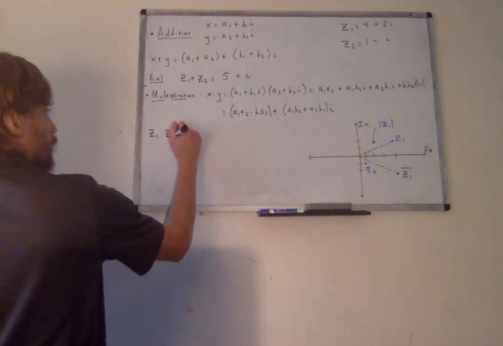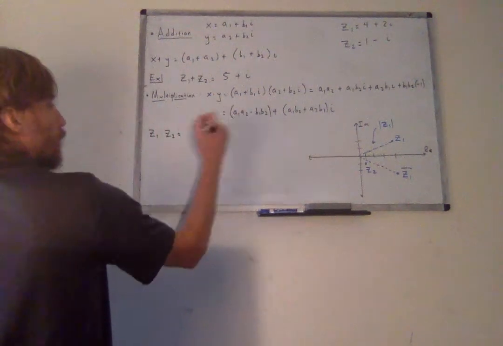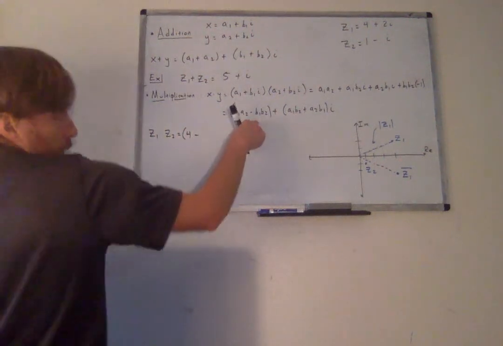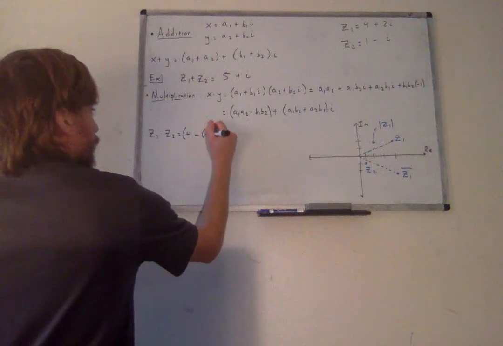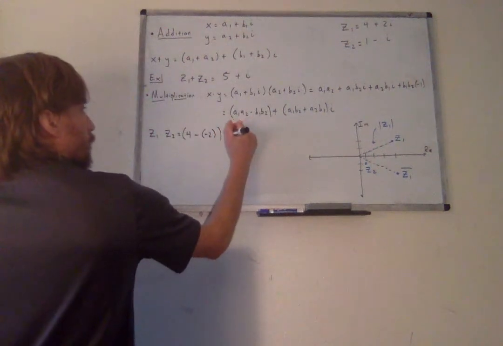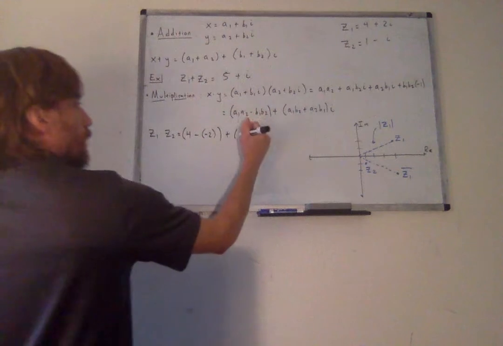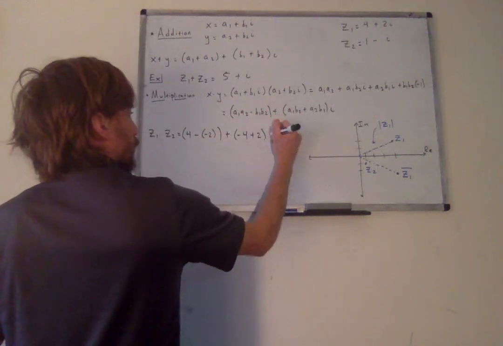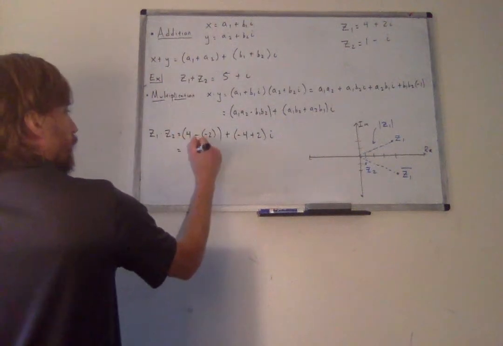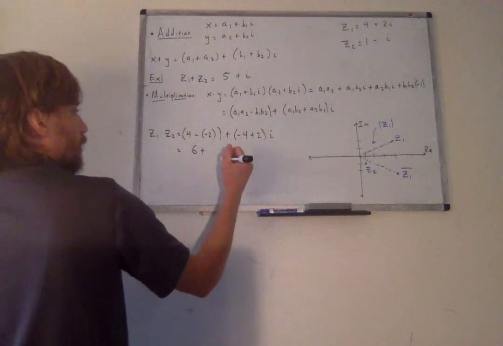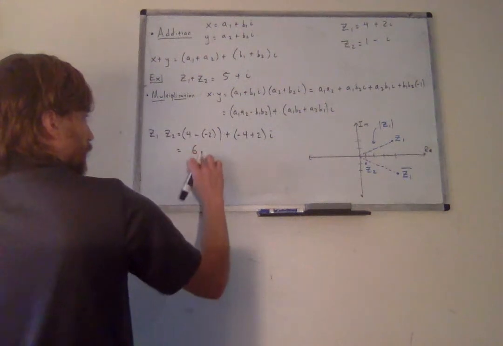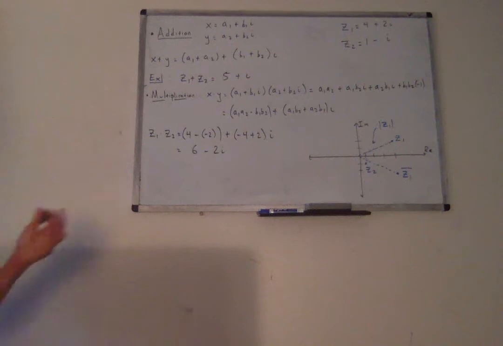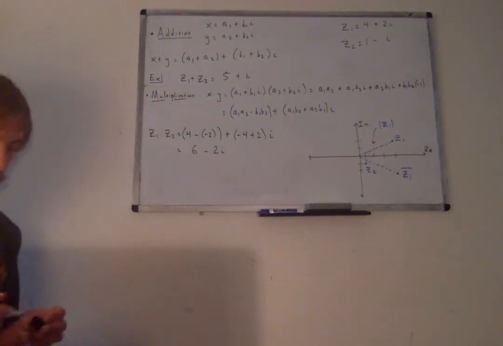So z1 times z2 is equal to a1 times a2 minus b1 times b2, so this would be minus -2, plus a1 times b2 plus a2 times b1 times i. And so the product of z1 and z2 here would be 6 minus 2i. And you could have also FOILed that in the same way to get this.